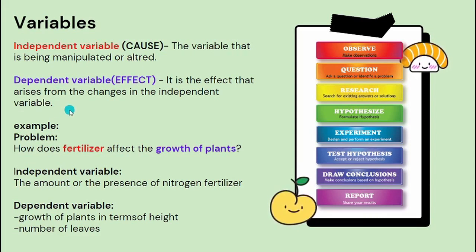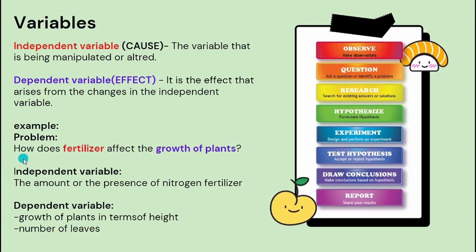Ang dependent variable naman is the effect that arises from the changes in the independent variable. Since sinabi natin na ito ang effect, ibig sabihin that whatever happened to the manipulated variables or independent variables, ito ang magiging resulta, ang dependent variable. Siya yung magiging effect ng tinitest natin na independent variable. Kung medyo magulo at hindi maintindihan, nandito ang isang example.